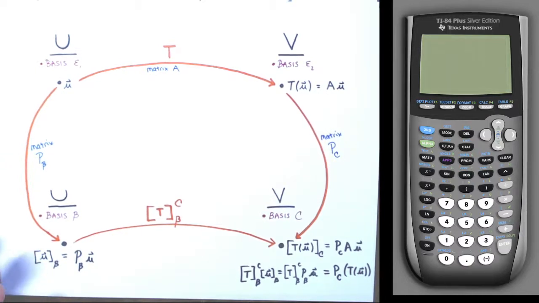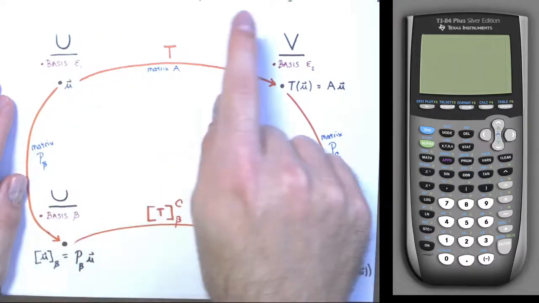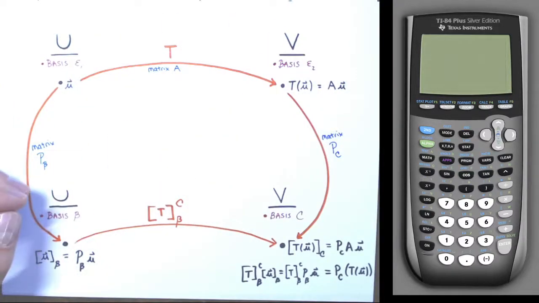So now, this little picture, this fundamental theorem of matrix representations, applies to any linear transformation, any one at all. But what I'm going to do is apply it to a very specific kind of linear transformation, called a linear operator, where instead of two separate, distinct vector spaces being the domain and codomain, what if they were the same? What if they were the same?